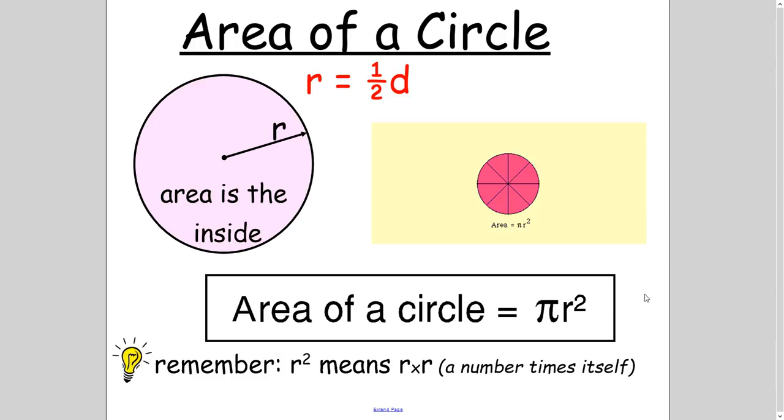When you get beyond circumference, you have to use radius. So for area, for volume, you use radius. Area of a circle is pi r squared. And remember, r squared means r times r, or a number times itself.